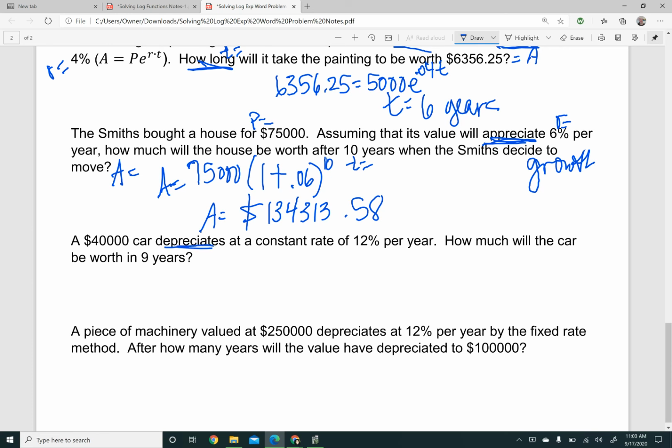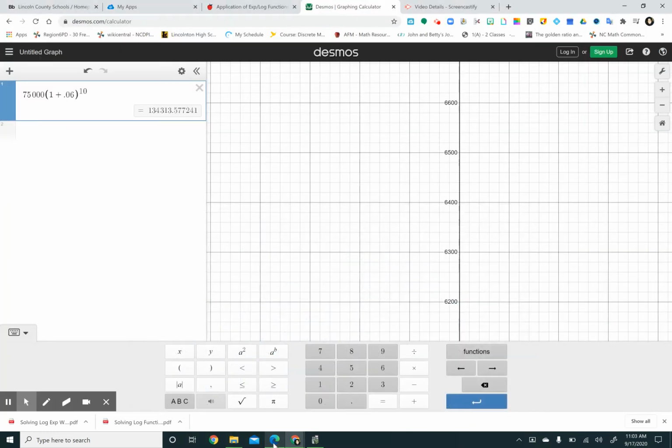So depreciates, that's decay. So a $40,000 car depreciates at a constant rate of 12%. So this is the P, this is the R. How much would the car be worth in 9 years? So $40,000, 1 minus 0.12 to the 9. Here's A, that's what we're looking for. So plug that right in your calculator.